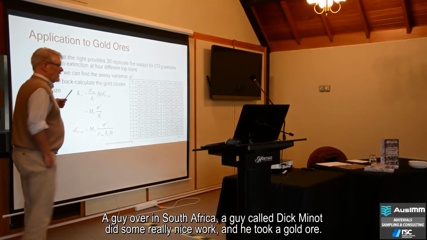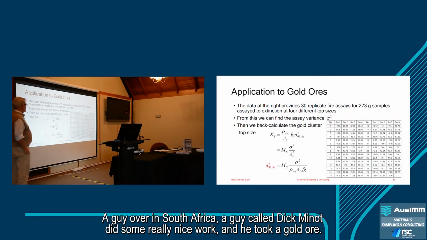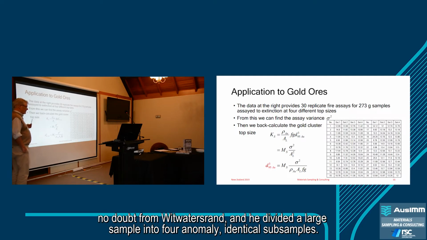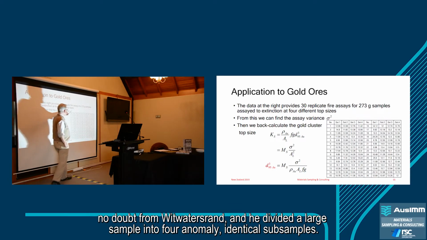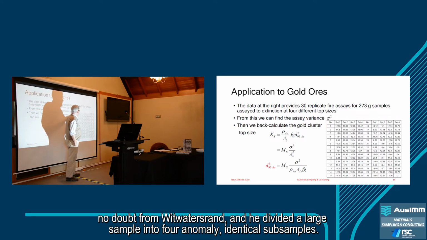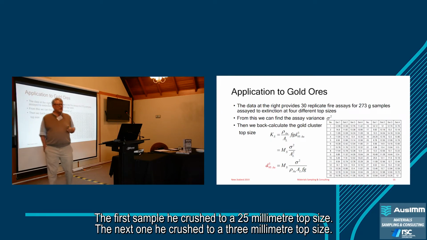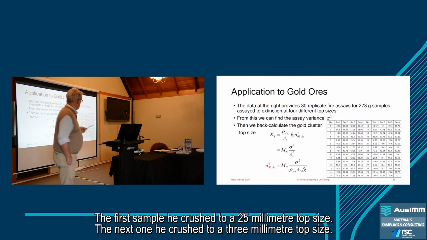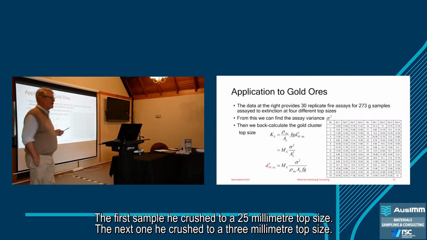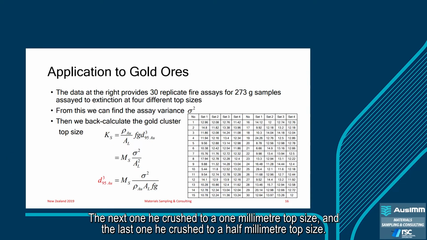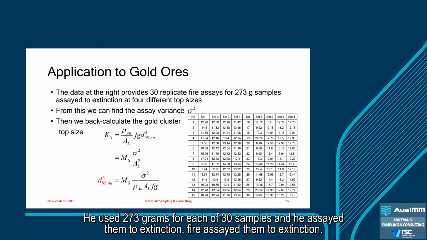A guy over in South Africa, a guy called Dick Minnitt, did some really nice work. He took a gold ore, no doubt from the Witwatersrand, and he divided a large sample into 4 nominally identical subsamples. The first sample he crushed to a 25 millimeter top size. The next one he crushed to a 3 millimeter top size. The next one to a 1 millimeter top size. And the last one he crushed to a 0.5 millimeter top size.